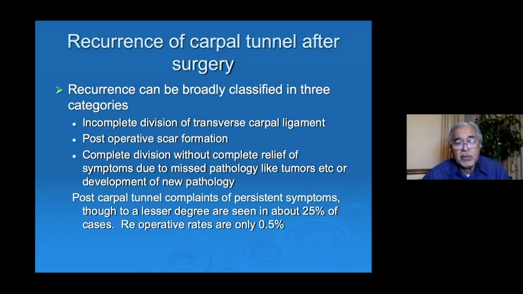And some patients, even with a good carpal tunnel release, have persistent symptoms. This is about 25% of the cases, though the symptoms are less, but not completely gone. By the way, the reoperation rate is only about 0.5%, which is helpful. This ends our discussion about median nerve compression. And another day, we'll discuss ulnar nerve symptoms. Thank you.